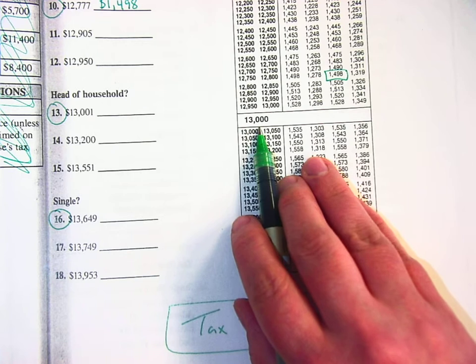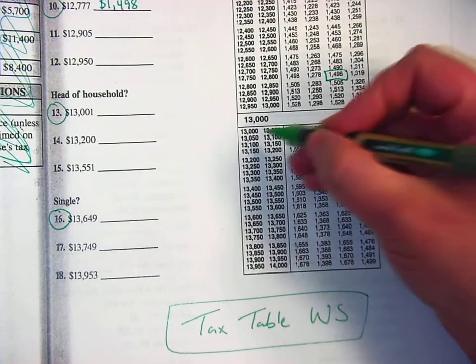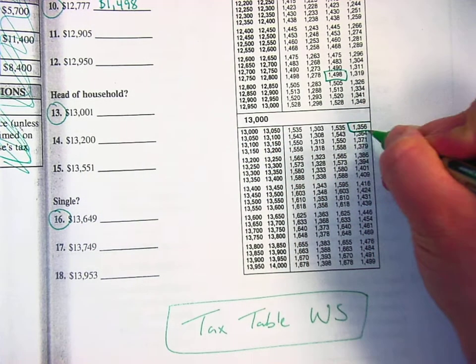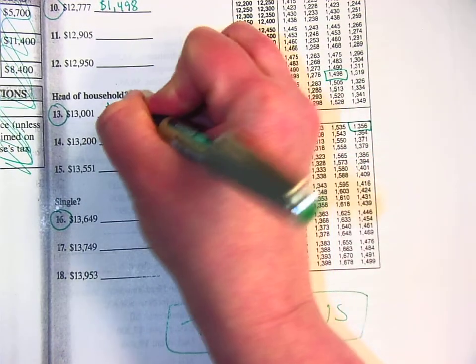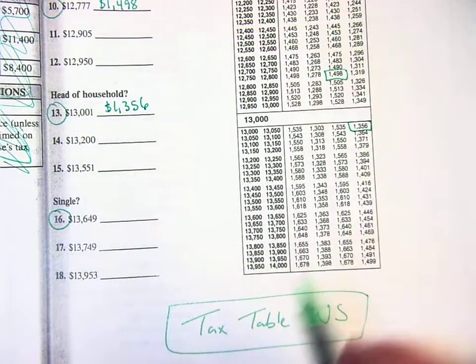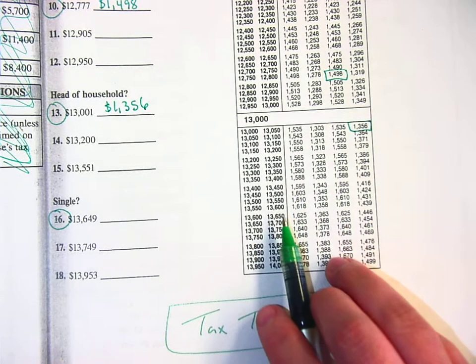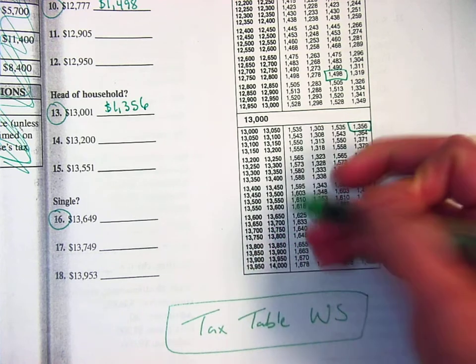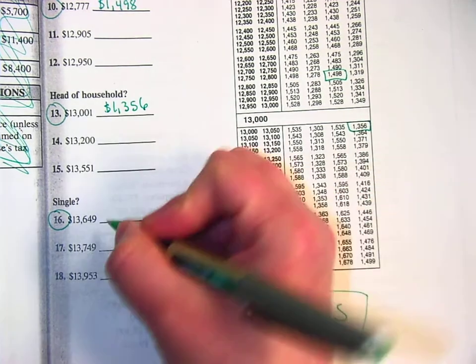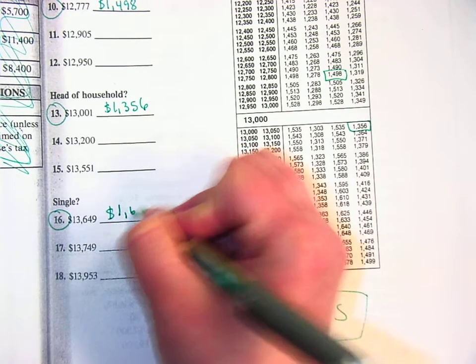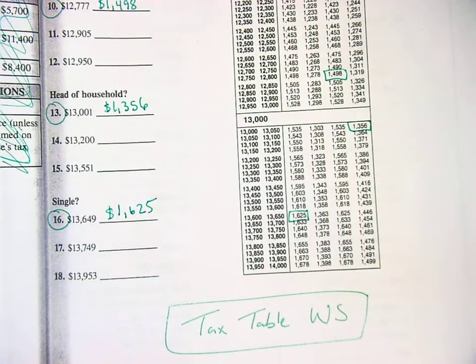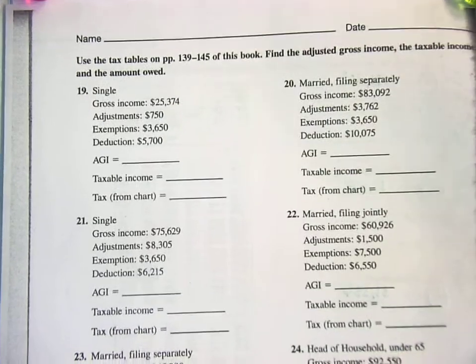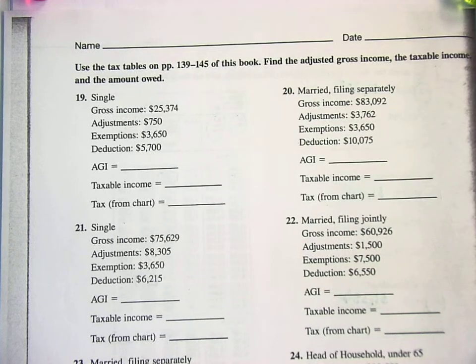All right, let's say you made $13,001, but you're head of household. That means you're between this one and this one. So you are, let's see, $1,356. Single, $649 is this bracket right here, and you are single, so that's this one. $1,625. So this first page is just like a test to see whether you can read this chart pretty well. On the back side, we start talking about gross incomes, adjustments, exemptions, and deductions.